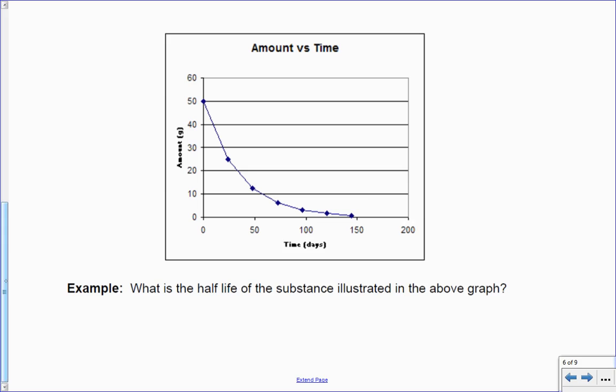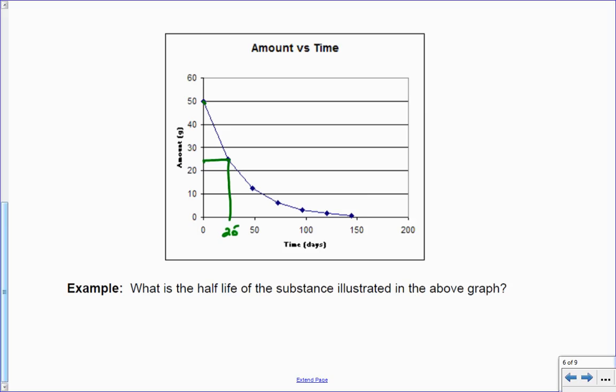Okay, let's do, what is the half-life? So if I'm at 50, 25 is here, right? And it's about 25 days. So when I went from 50 to 25, it took 25 days.